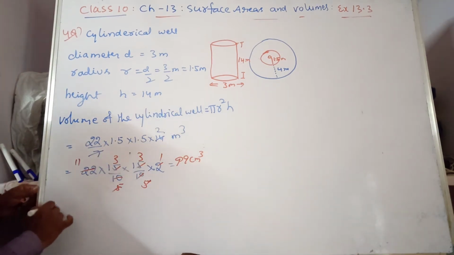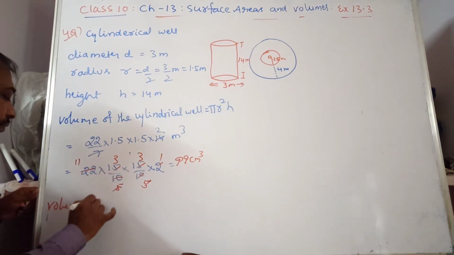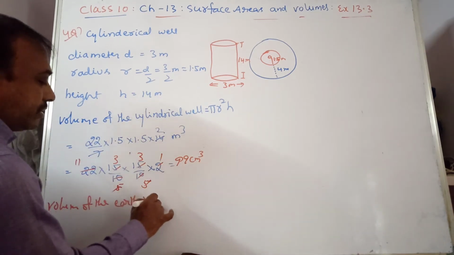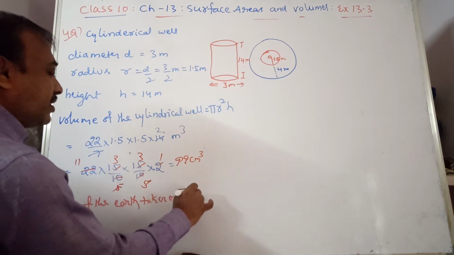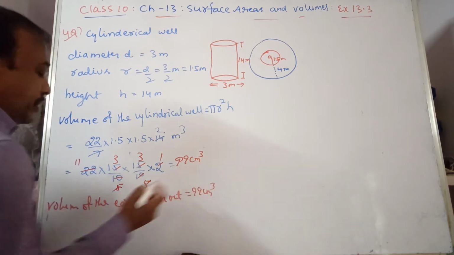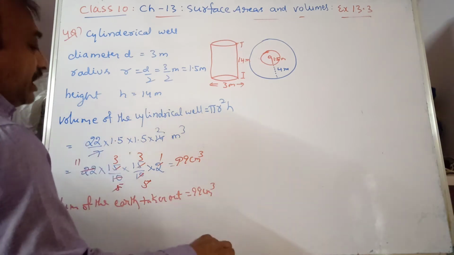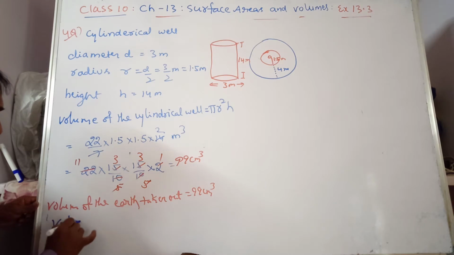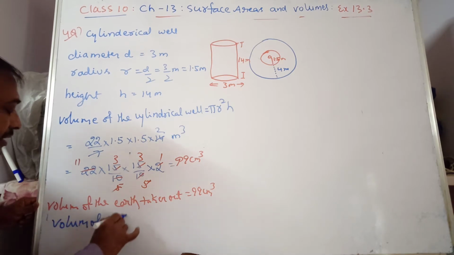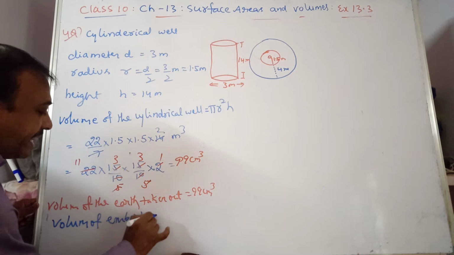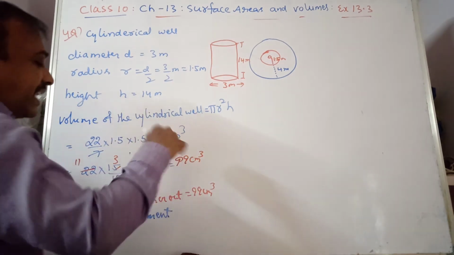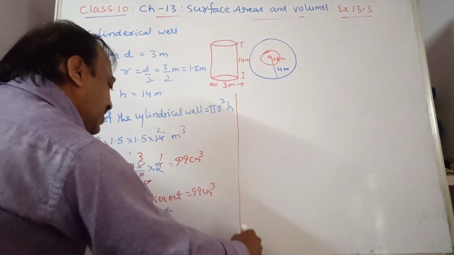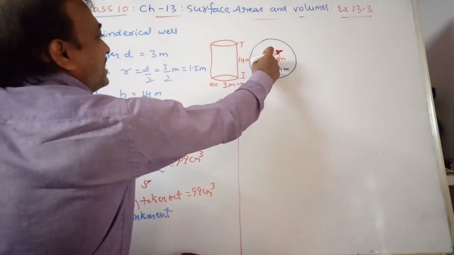This is the volume of the earth taken out from the cylindrical well, which is equal to 99 meter cube. Now we have to find the volume of the embankment, which is in the circular region. For that we first need to calculate the internal radius and external radius. So the internal radius, that is small r.